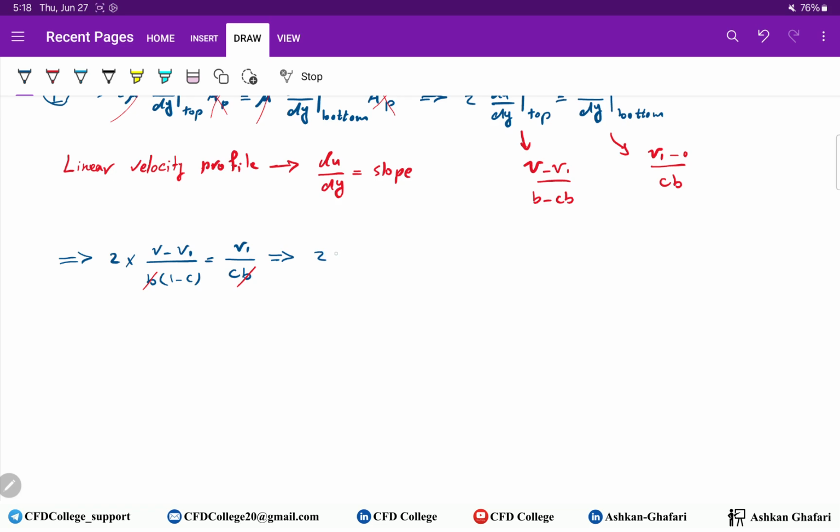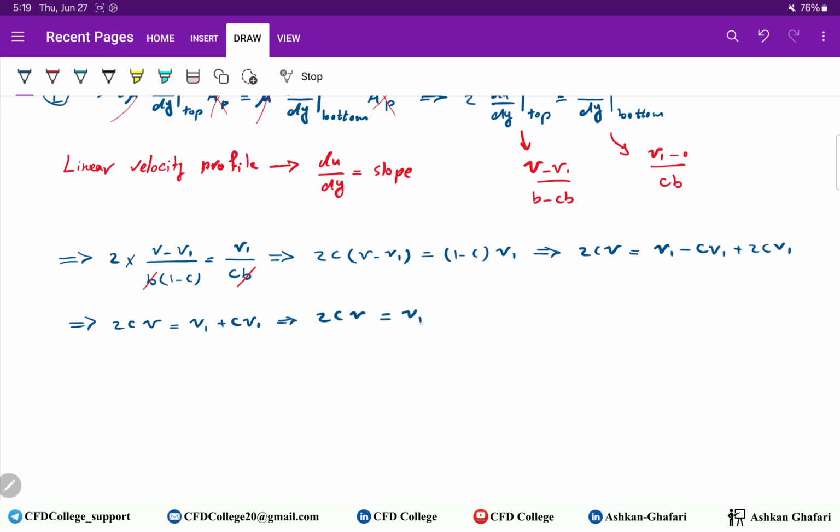2C times V minus V1 equals 1 minus C times V1. So 2CV equals V1 minus CV1 plus 2CV1. So 2CV equals V1 plus CV1. And now 2CV equals V1 times 1 plus C.